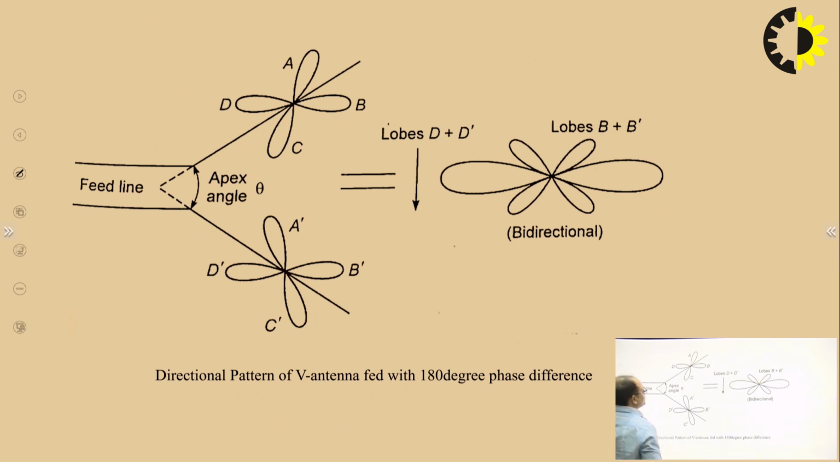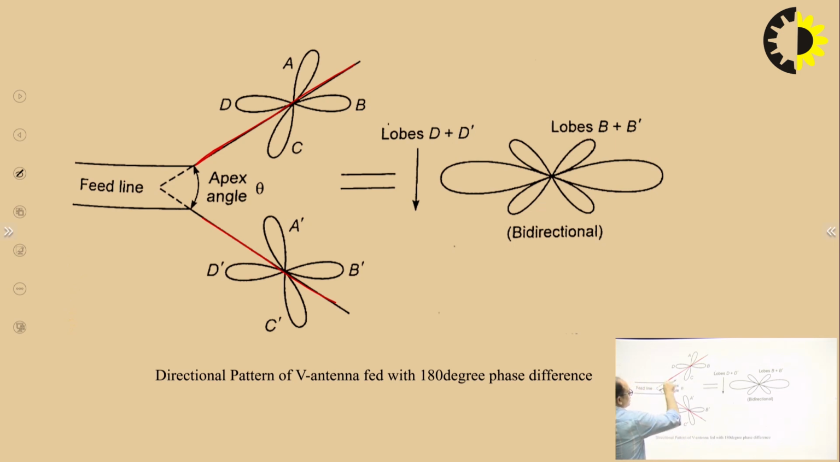As I already told you, if this antenna has a length greater than lambda by 2, its radiation pattern will have multiple lobes. And due to the absence of terminal impedance, the radiation pattern will be bidirectional, not only in the forward direction. Similarly, this other long wire antenna, having a length greater than lambda by 2, will have multiple lobes, and these lobes will be in the forward direction and also in the backward direction, due to the absence of terminal impedance.